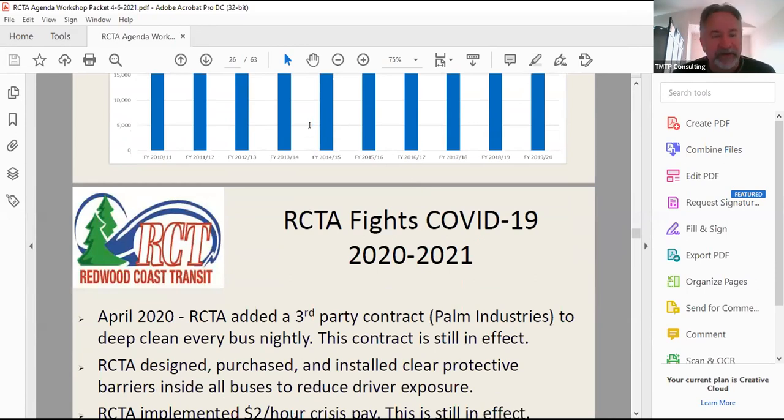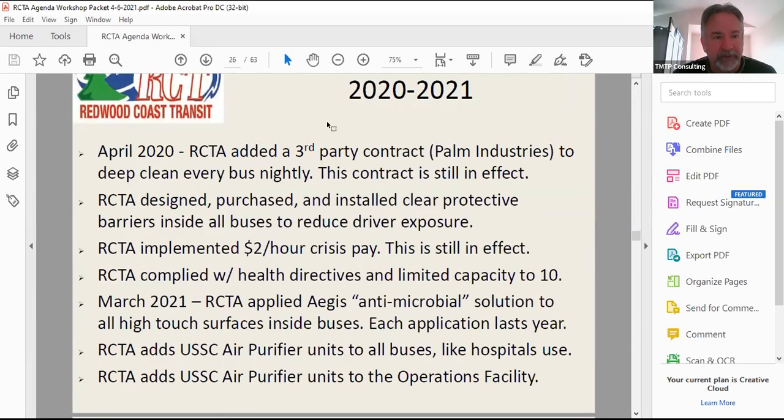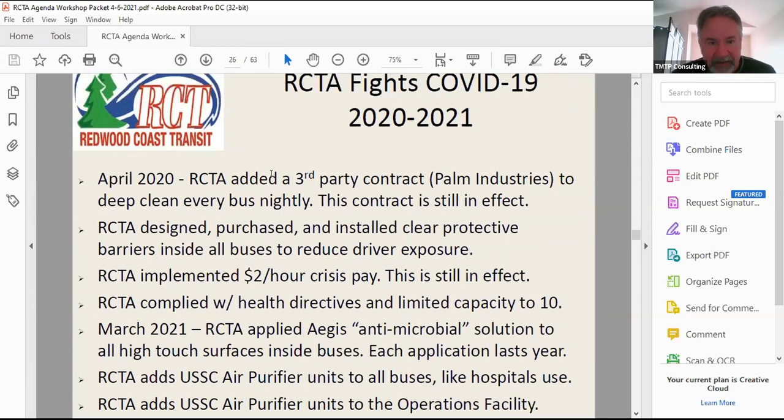What has COVID done to the agency? Well, it hasn't been good, that's for sure. In April 2020, how have we reacted? We've done a number of things to fight the pandemic and try to ensure as safe an environment for passengers and employees as possible.